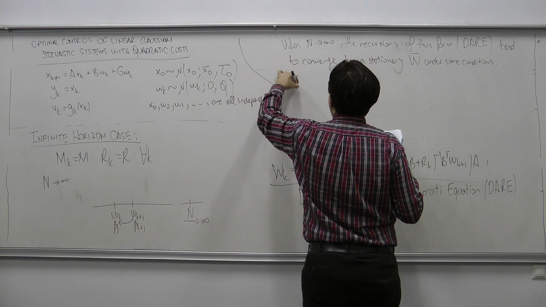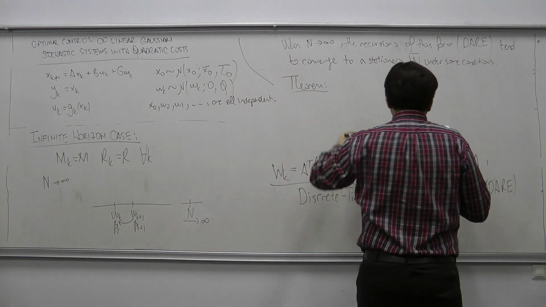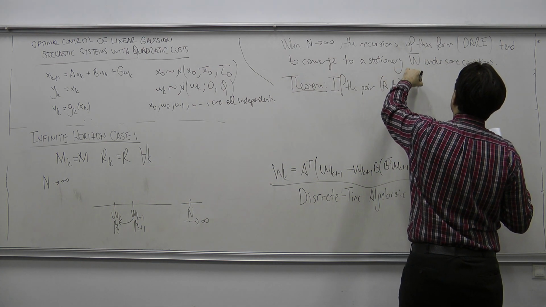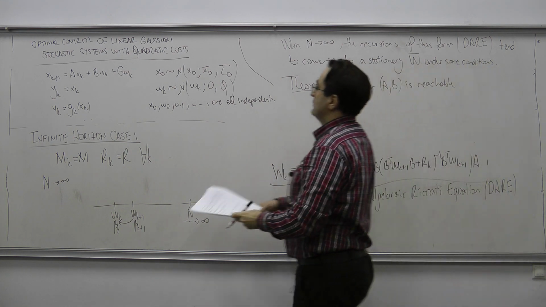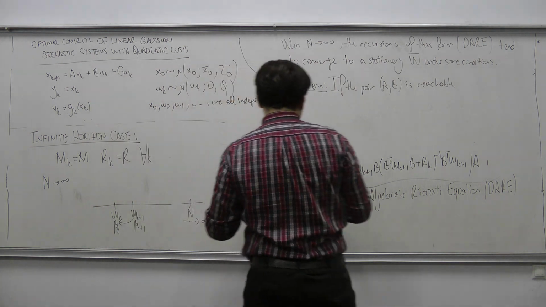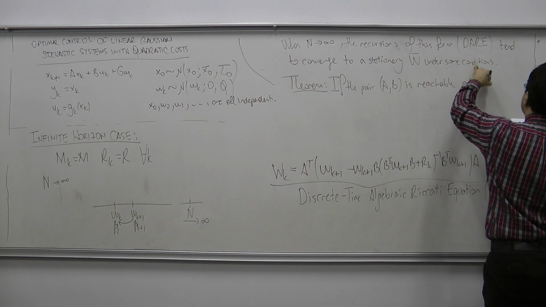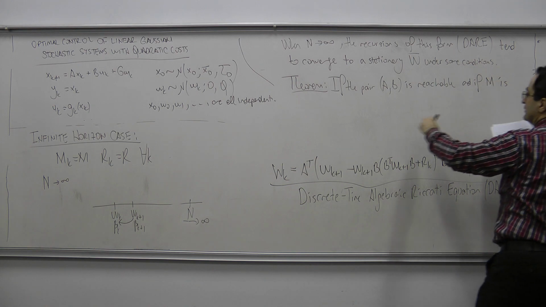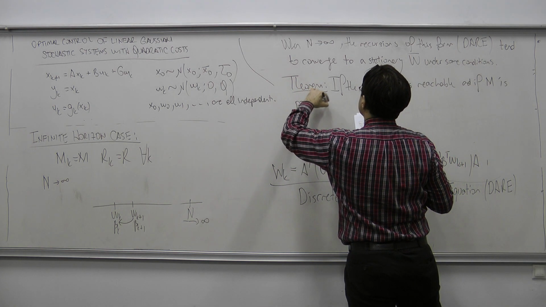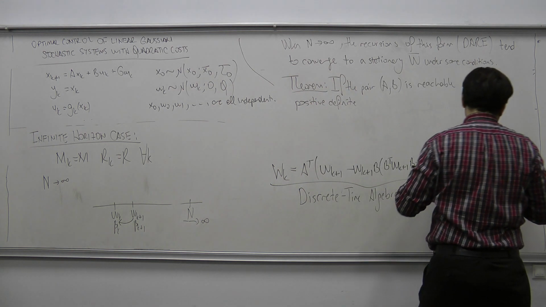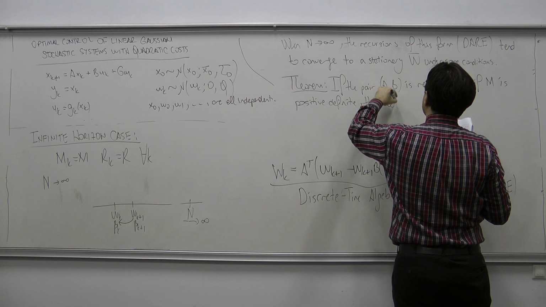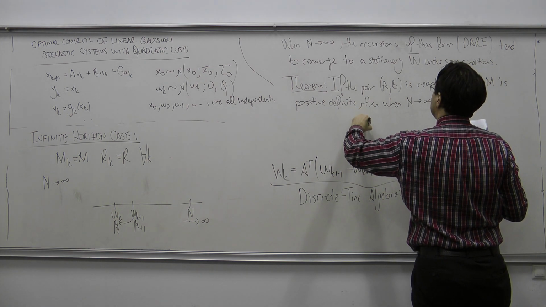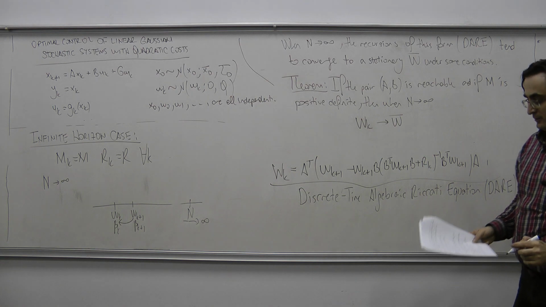So let me write the theorem related to this. If the pair A, B is reachable, and if the constant matrix M is positive definite, then when n goes to infinity, WK converges to W bar.